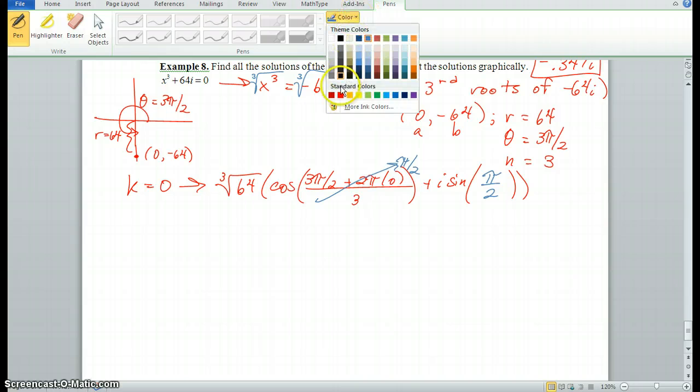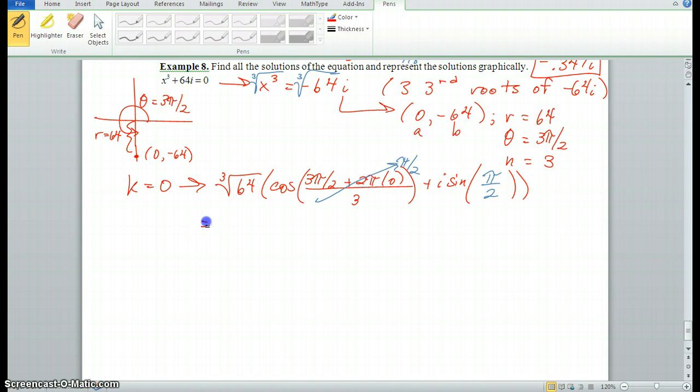And we can then do the rest here pretty simply without a calculator, I would think. In other words, the cube root of 64 is 4. Cosine of pi over 2, that is 0. And the sine of pi over 2, that is 1. Distribute the 4, we get 0, and then, well, plus or positive 4i. So that's our first root.